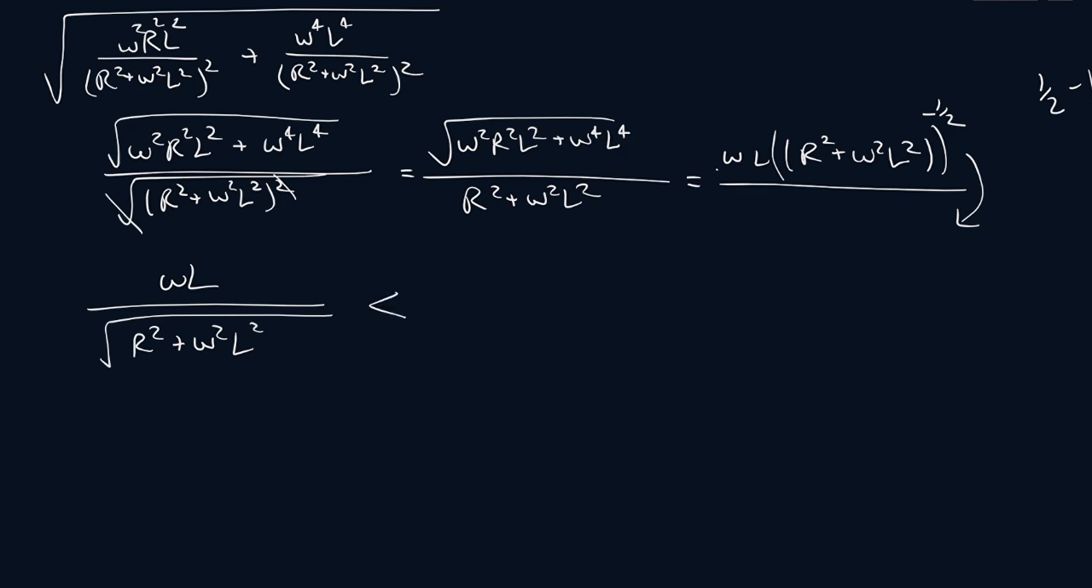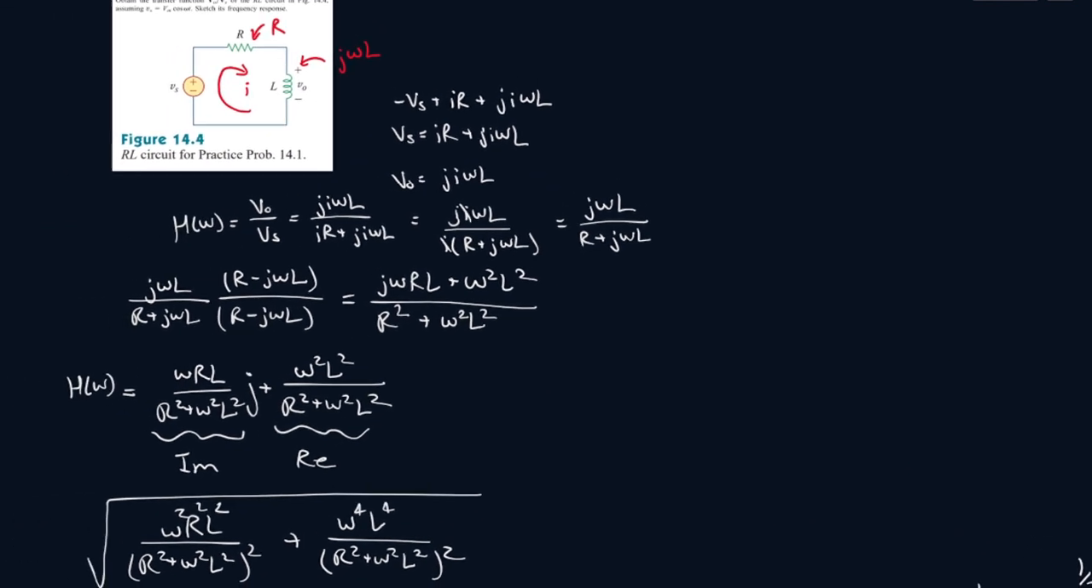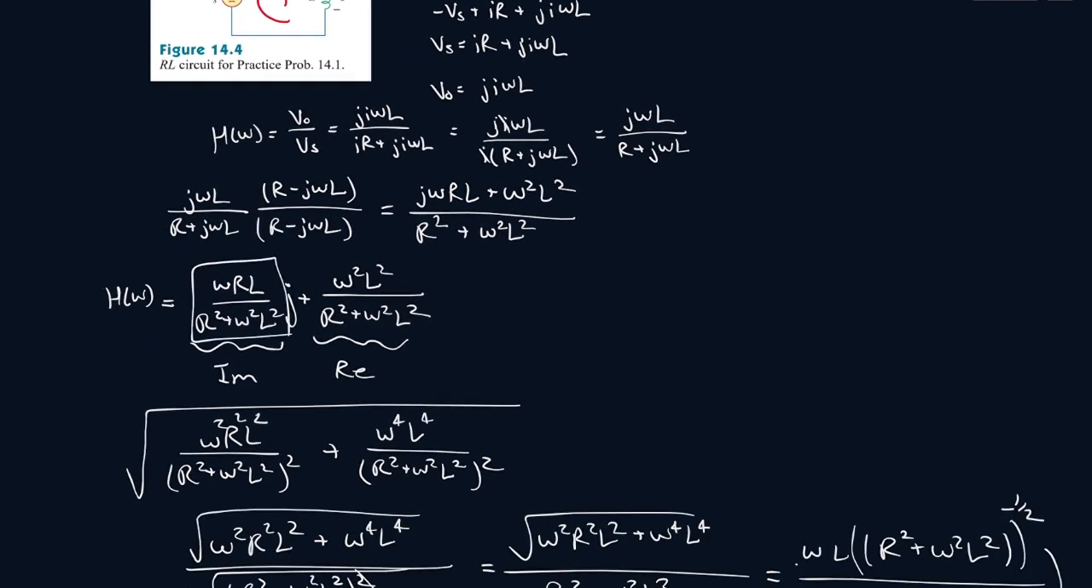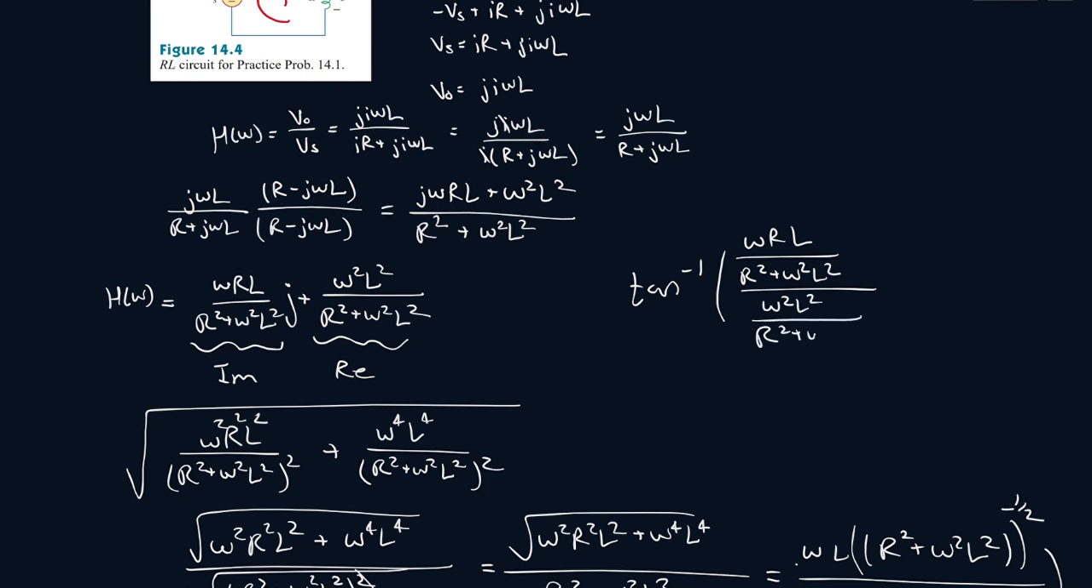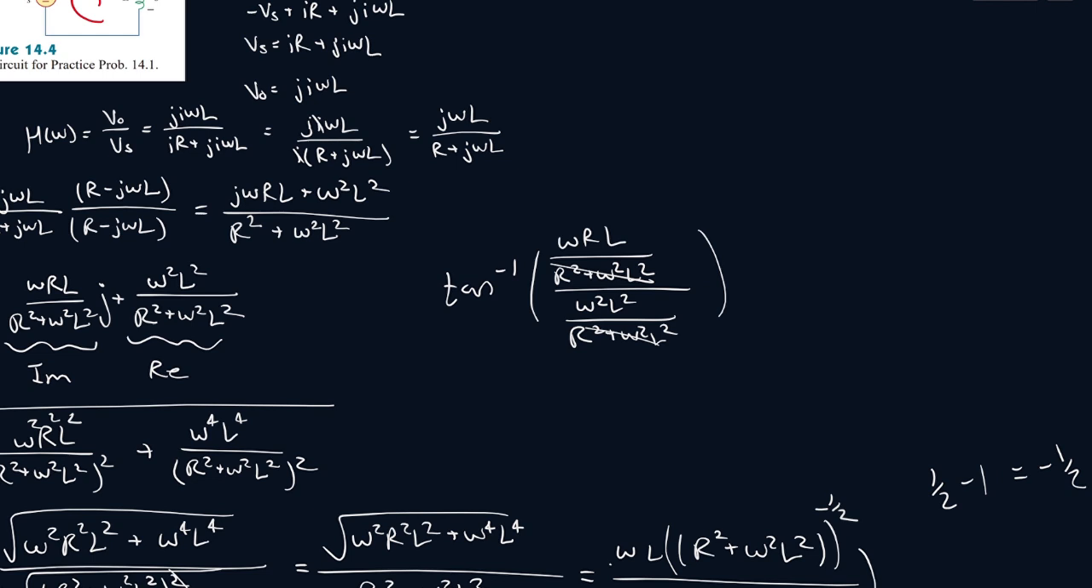Now let's get the phasor. So the phasor part is pretty much tan inverse of this all over this. So tan inverse of the imaginary over the real component. So it'll be WRL all over R squared plus W squared L squared, all over W squared L squared all over R squared plus W squared L squared. This and this cancels each other out. So it'll just be WRL all over W squared L squared. This and this and this and this cancels out. So it'll be R over WL, tan inverse of that, obviously.